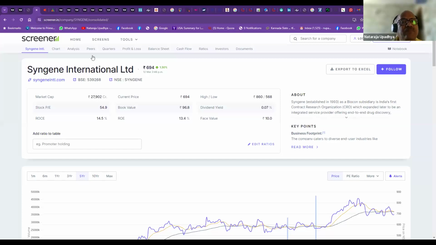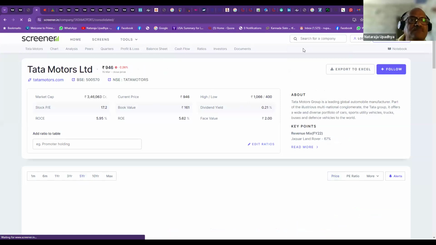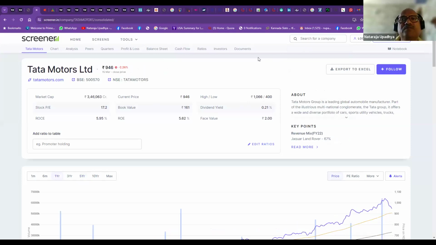So I'm talking about screener.in, a very useful resource to understand company financials. You may get similar screens in Yahoo Finance, Money Control, or probably ET Money. For today, I am just using this. Let us talk about Tata Motors as an example. So let us take Tata Motors. I hope you can see the screen.